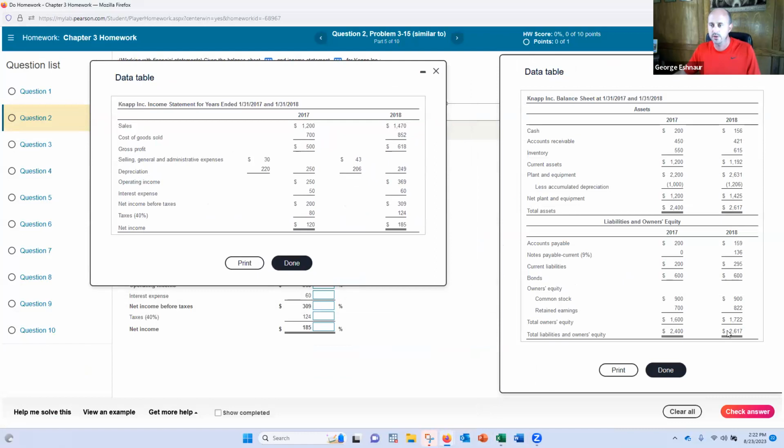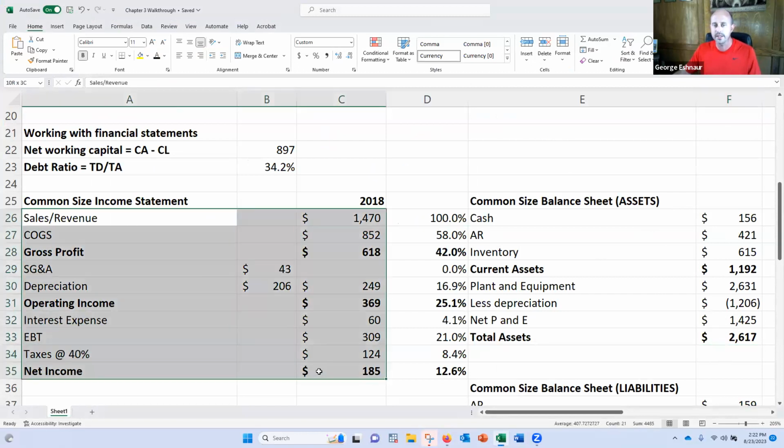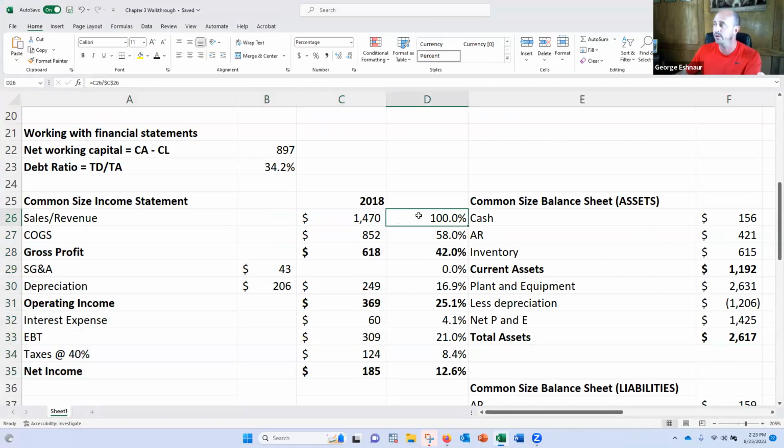And then if I scoot over here, we see at the bottom 2617. We see that for total assets on the balance sheet. It balances. Okay. So for common size, we're just figuring out in terms of the income statement, how much of each of these items is in comparison to sales. Obviously sales is going to be 100%.